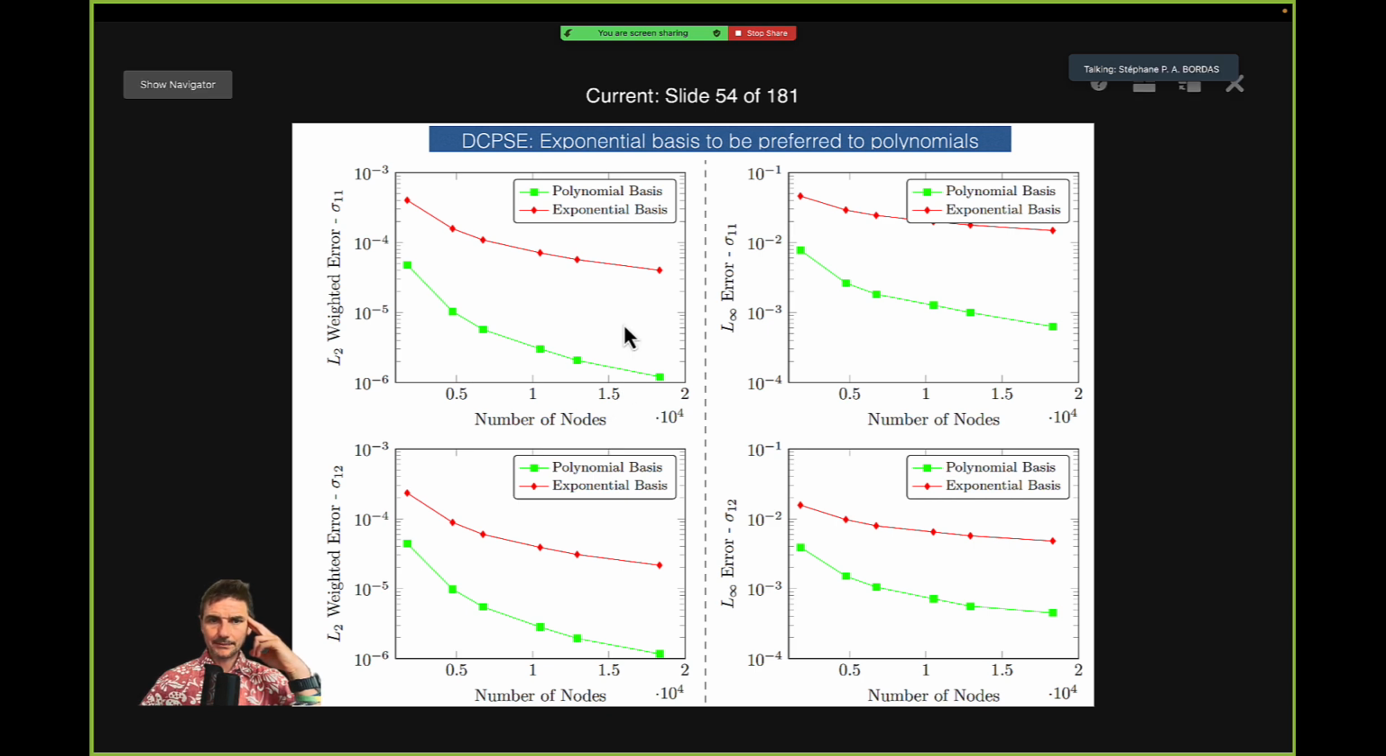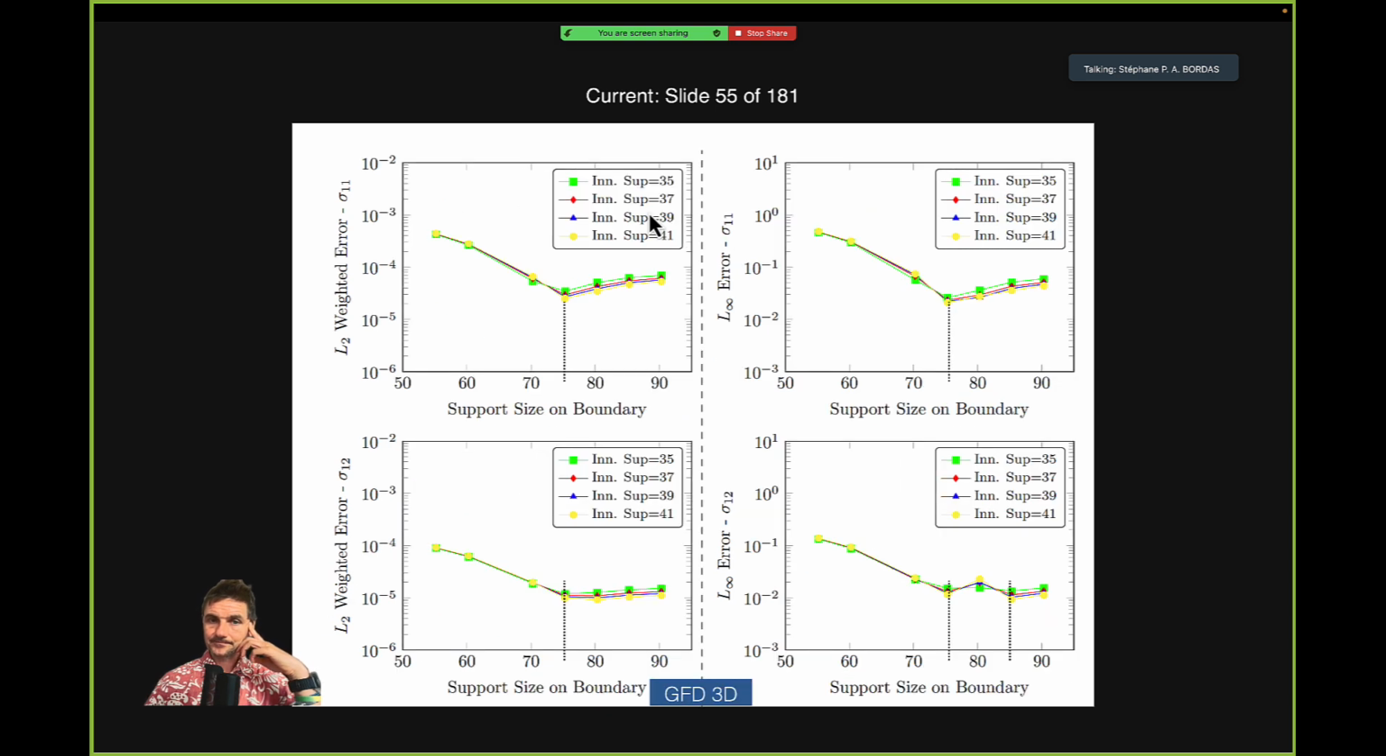Again, if we compare polynomial basis to exponential basis, what we see is that we have much better results with the polynomial basis, up to 1 order of magnitude less, even 2 orders of magnitude less error, which is great. So it's basically, sorry, it's the opposite. Polynomial basis better than the exponential basis. And we still don't know why, but that's what we see.